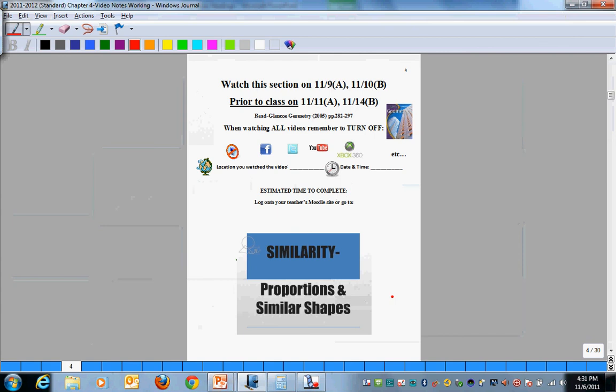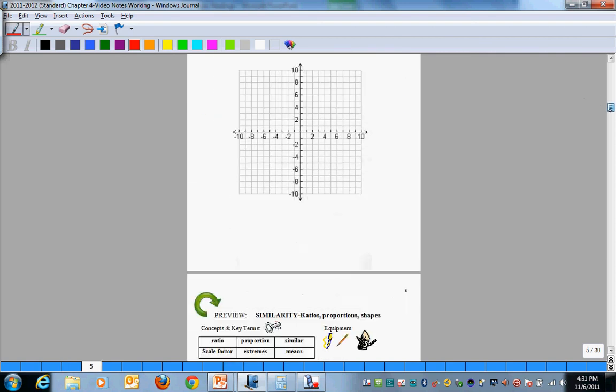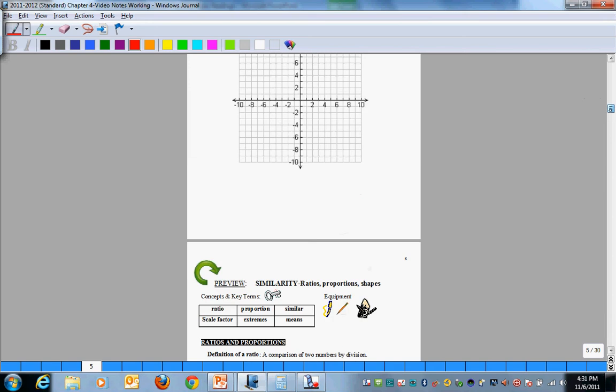Students, we're going to be starting here on page 4. As you are watching this video, it's very important that you turn off all distractions, including your cell phone and Facebook and Twitter and YouTube and any other electronic device that might distract you at the moment. I'd also like you to please fill out where you are watching this video and the date and time that you are watching this video. You're going to need a pencil and a straight edge and colors.